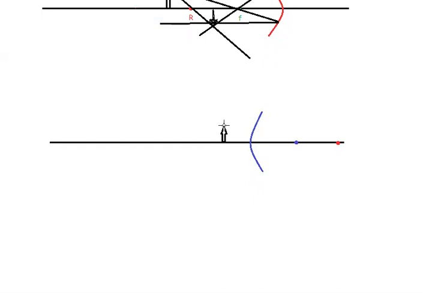So it works very similar, except that the focal point and the radius are on the other side from where the object is, because to be a convex mirror, we have to be outside of the circle. So our object is outside of the circle, but our radius and our focal point are still inside of that big circle that our mirror is part of.